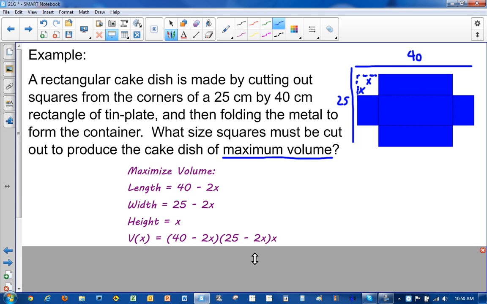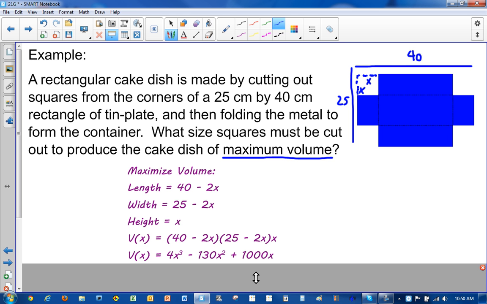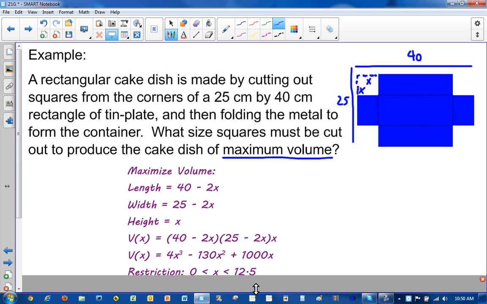And I know I'm going to take the derivative of this, so I better expand all of this out and get 4x cubed minus 130x squared plus 100x. And there is a restriction. Obviously, I've got to cut something off, so my x has to be bigger than 0.